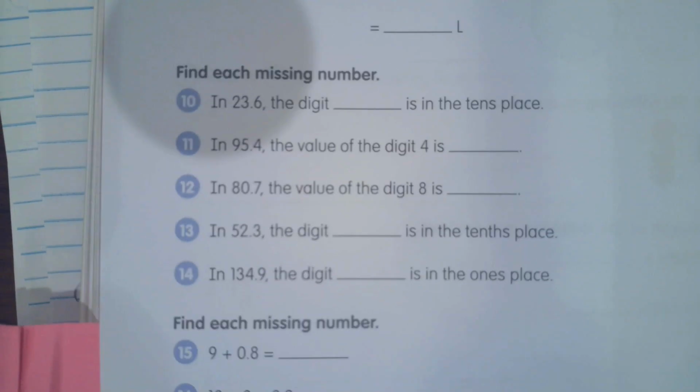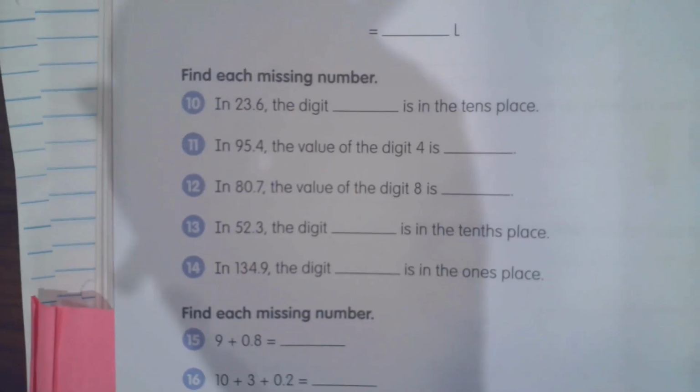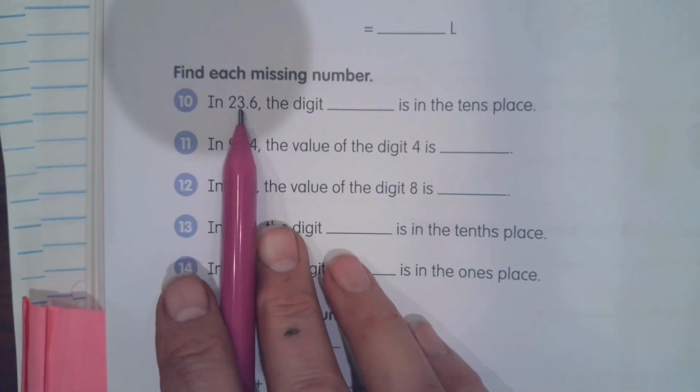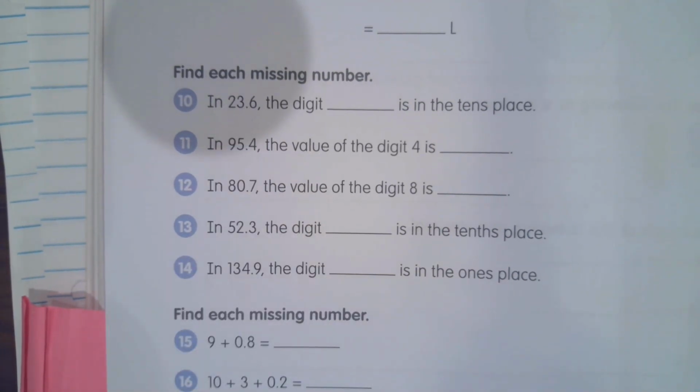Okay, so in this number 23.6, the digit blank is in the tens place. So what digit do you think is in the tens place? The 6, the 3, or the 2? That is the 2. It is the 2.